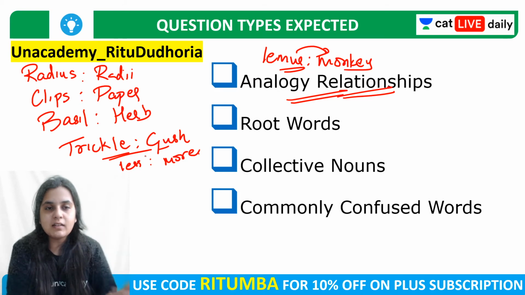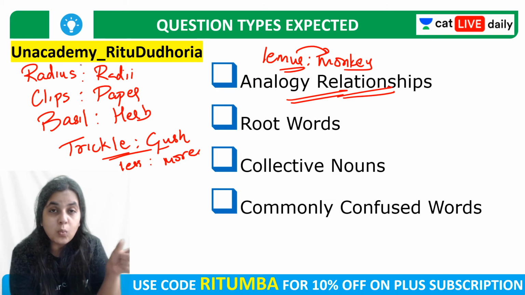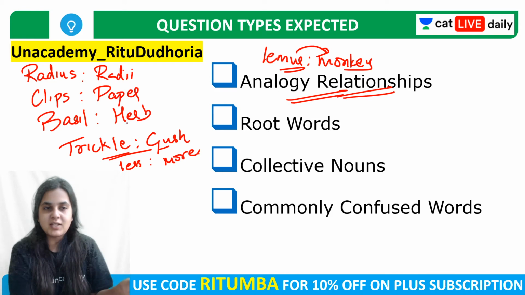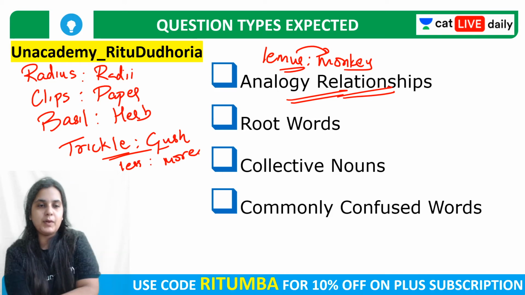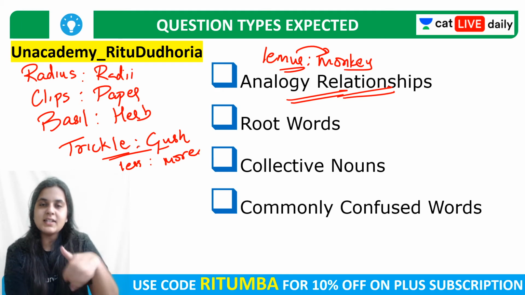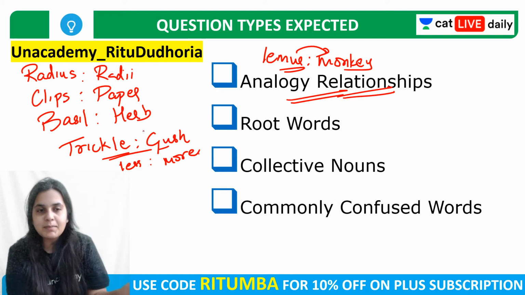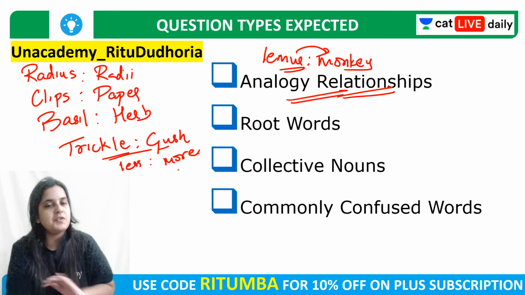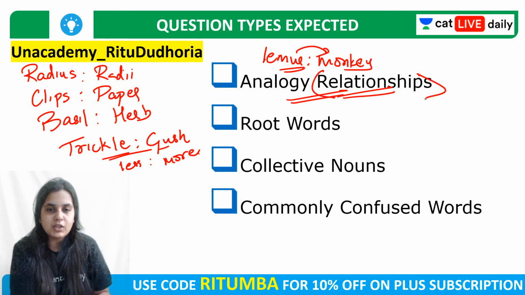So guys, understand the relationship and just see if you can fix a word. You can convert this into a phrase. For example, clips bind paper. Basil is a type of herb. Trickle, less intensity of gush. If you can describe that relationship and see into which option it fits, you're through. So mainly focus on the relationships.